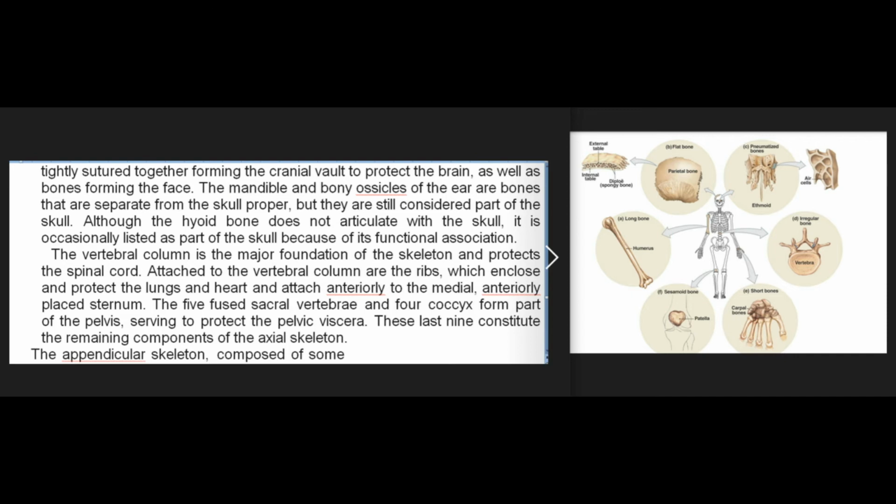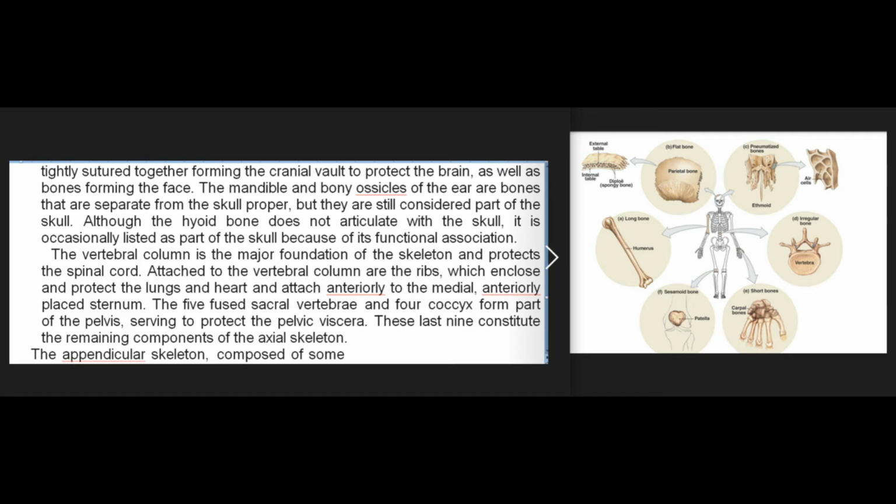Attached to the vertebral column are the ribs, which enclose and protect the lungs and heart and attach anteriorly to the medial, anteriorly placed sternum. The 5 fused sacral vertebrae and 4 coccyx form part of the pelvis, serving to protect the pelvic viscera. These last 9 constitute the remaining components of the axial skeleton.